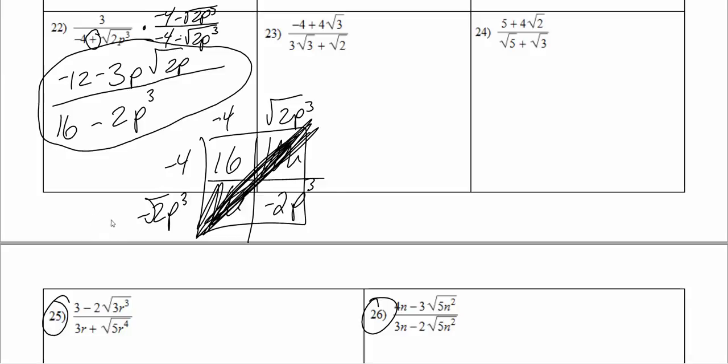Oh, and then if you did FOIL, this would be your F term, and this would be your L term. Okay, F and L, F and L. If you ain't first, you're last. Ricky Bobby. All right, 23.